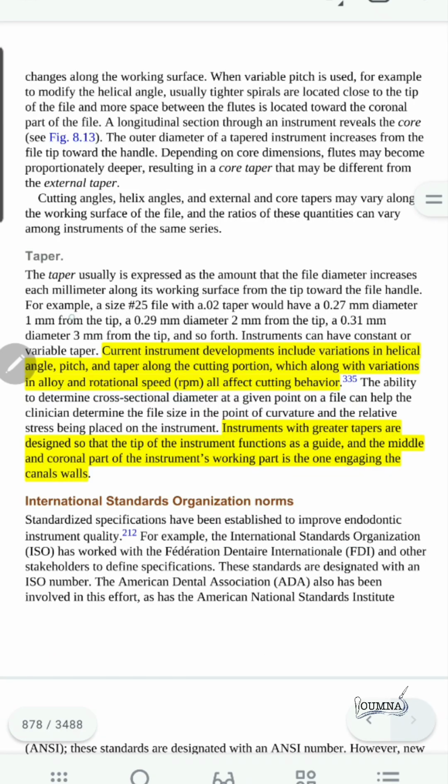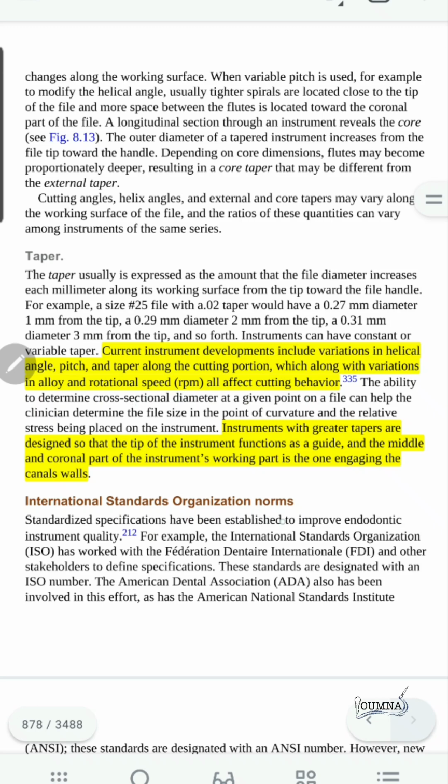Let's talk about the taper. What is taper? It's expressed as the amount that the file diameter increases each millimeter along its working surface, from the tip toward the file handle. So, if for example we have a file that is 25 with 0.02 taper, then at 1 millimeter its diameter is going to be 0.27, and at 2 millimeters it's going to be 0.29. So it is increasing gradually, and this is the case for the manual files.